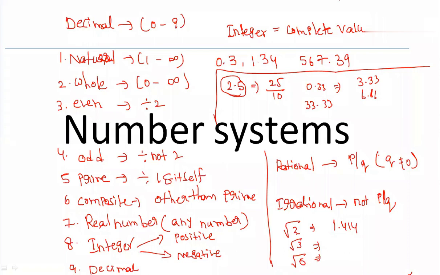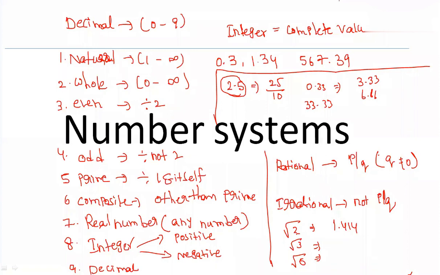Okay. So this is the basic segregation of number systems that we have. Out of the number systems, we concentrate on the decimal number system from 0 to 9; natural numbers, 1 to infinity; whole numbers, 0 to infinity; even numbers, divisible by 2; odd numbers, not divisible by 2; prime numbers, 1 and itself; composite numbers, other than prime, whether even, odd, any number can come in composite numbers. Next, real numbers.